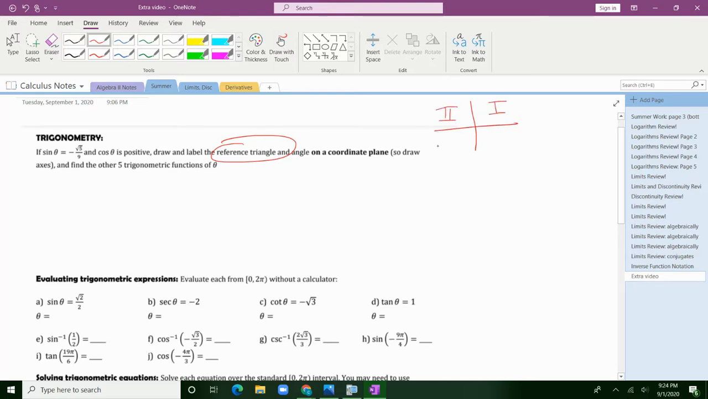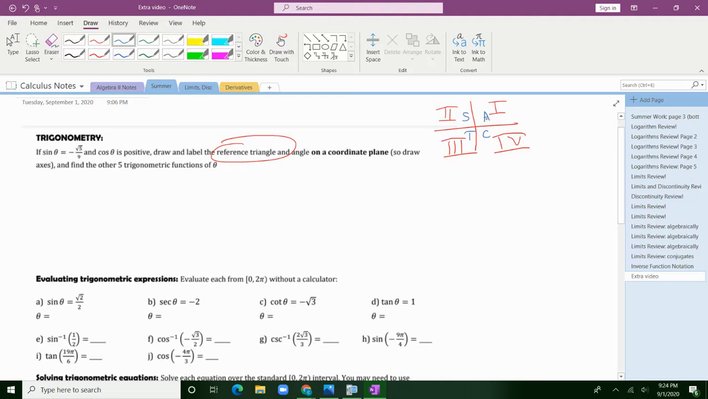There's quadrant 1, 2, 3 and 4. Another thing you have to remember is the acronym All Students Take Calc.